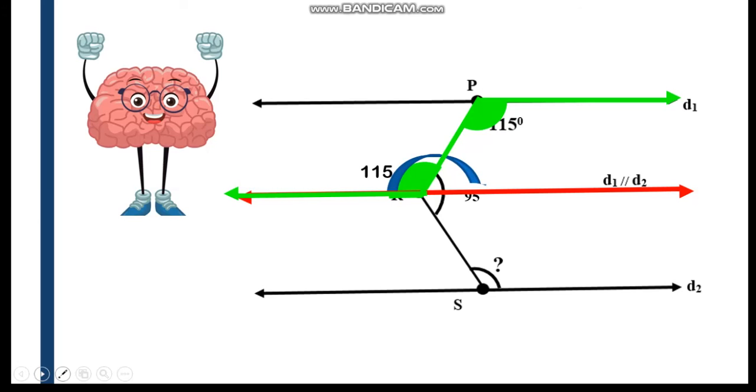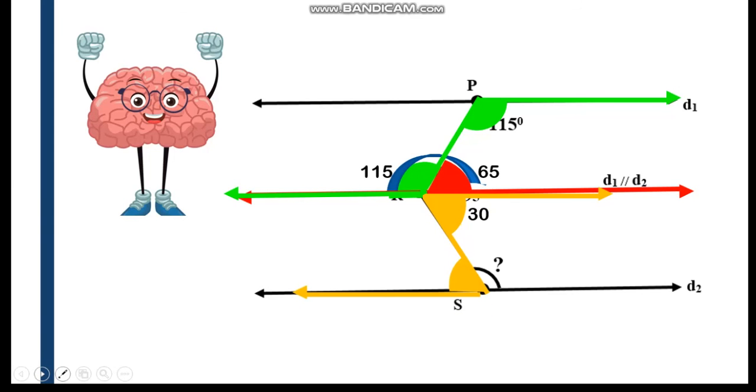So we know that the green part and red part are supplementary angles. So when we add these, they should equal 180. So the red part equals 65, and the other part of the R will equal 30.